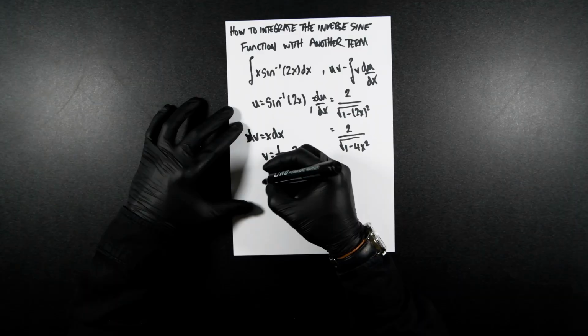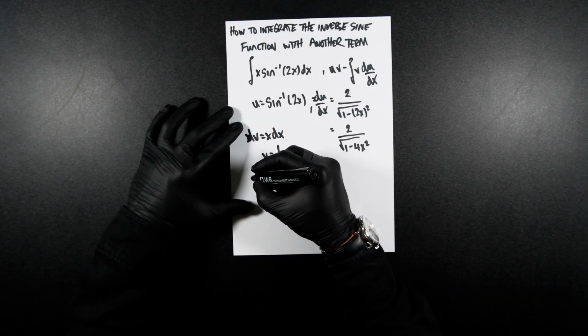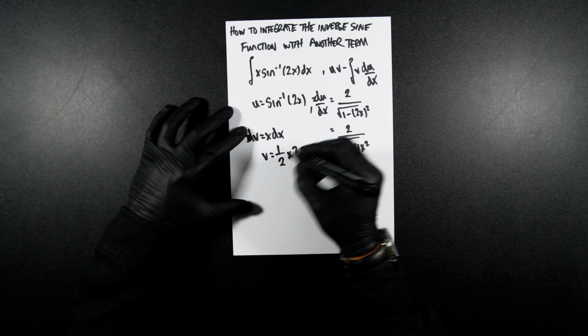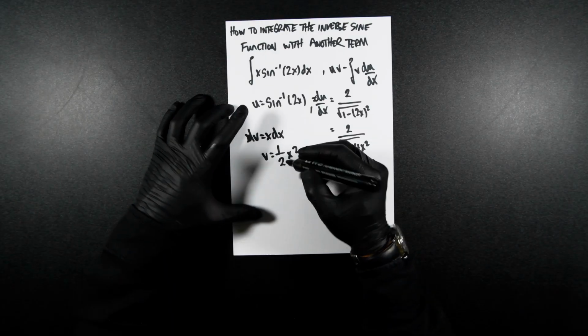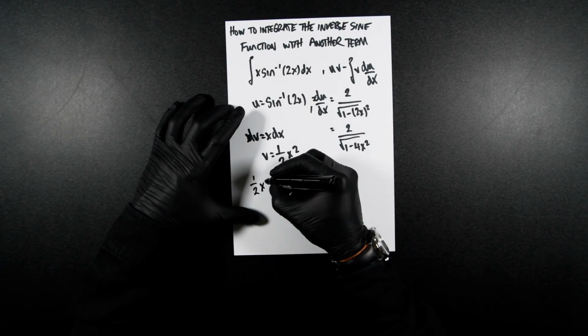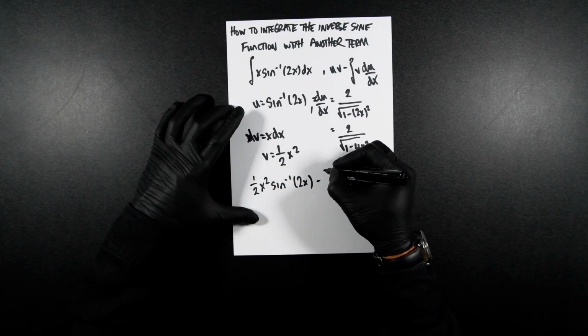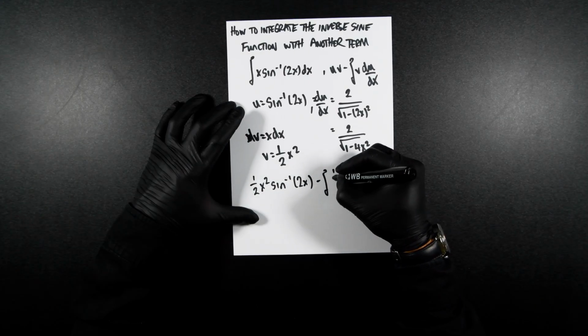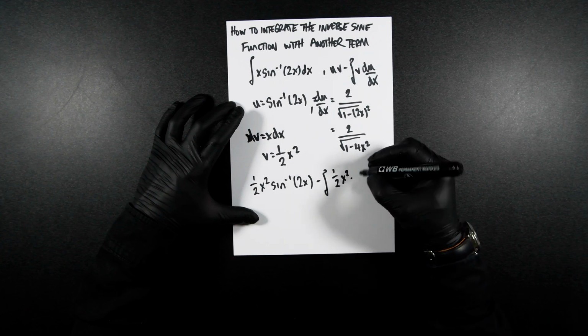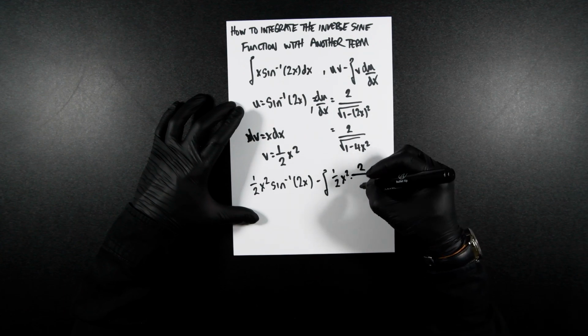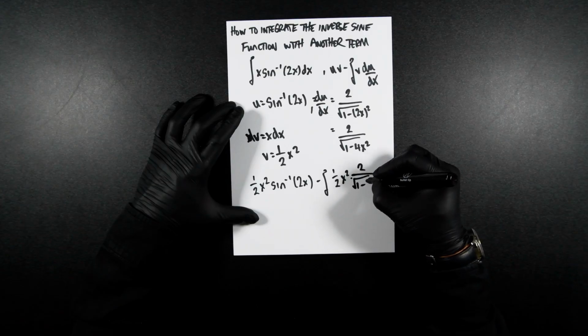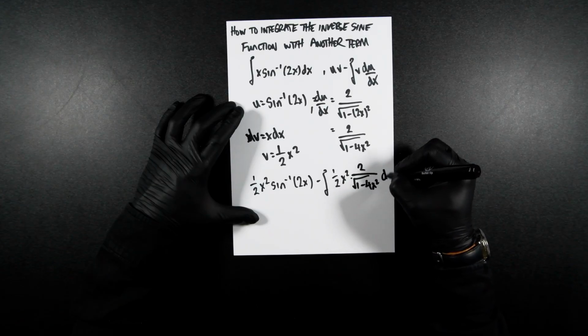So we're going to get a half, uv, so a half x squared sine^-1 of 2x, minus the integral of a half x squared multiplied by 2 over the square root of 1 minus 4x squared dx.